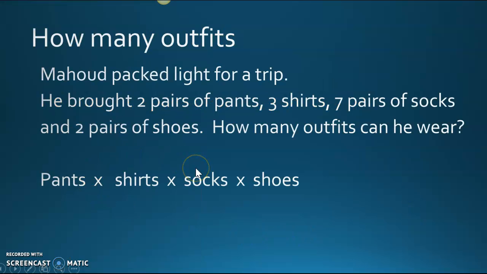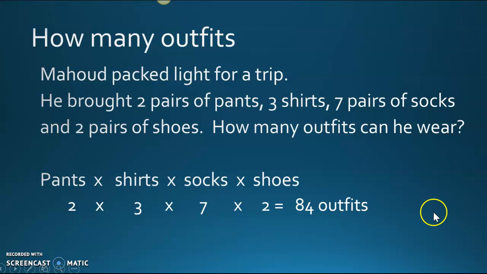How many outfits can you have? Mahood packed light for a trip. He brought 2 pairs of pants, 3 shirts, 7 pairs of socks, and 2 pairs of shoes. How many outfits can he wear? Well, you multiply the number of pairs of pants, which is 2, times the number of shirts, which is 3, times the number of socks, which for some reason is 7, times the number of shoes, which is 2, presumably 2 pairs, not 2 shoes. So we have 2 times 3 times 7 times 2, 84 different possible outfits that he could wear based on what he brought with him.